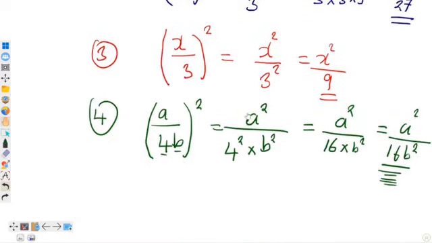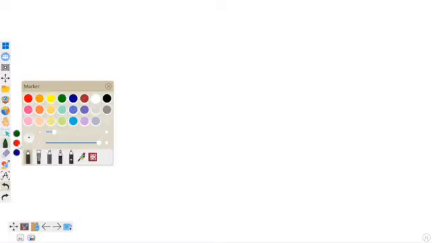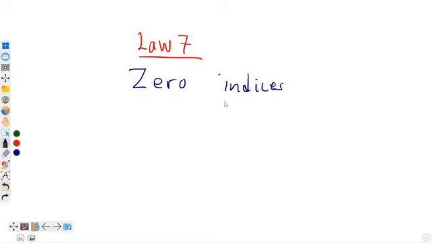Okay, so I hope it's clear. Let us now look at our next law number 7. So we are on law number 7. So these laws are very important. Zero indices. Now if A is the base and n is equal to 0, meaning the power is equal to 0, A is the base and the power is 0, then we are going to have a 1.